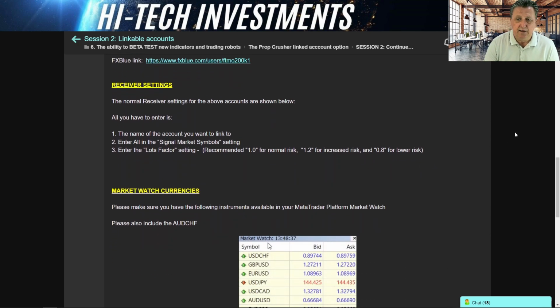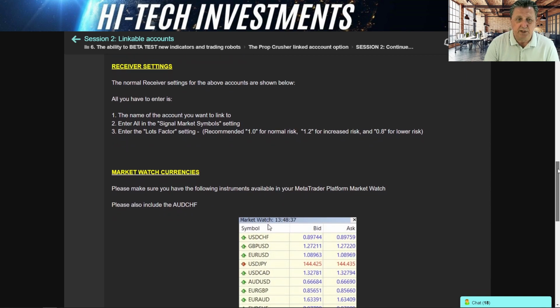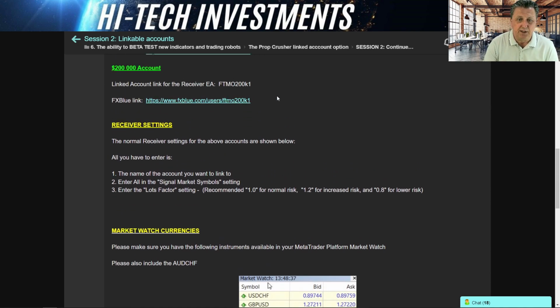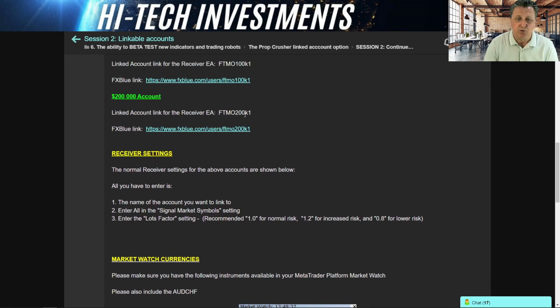And basically after that, Expert4x will tell you a bit about the receiver settings in here that you have to set up. So the name of the account you want to link to, and that is basically the one you have here. So FTMO 200K1 if you are trading the 200,000 account, and then enter all. So just enter all. So in the signal market disposition, that means that you have access to all the different currency pairs.